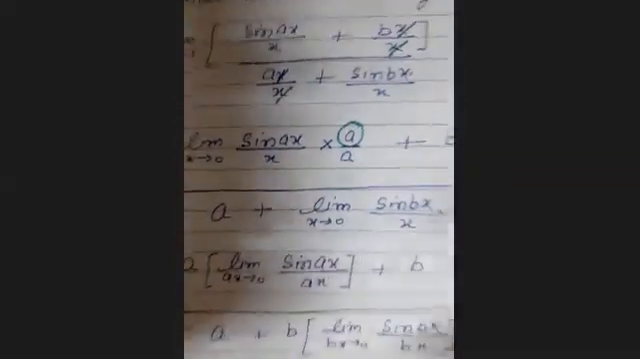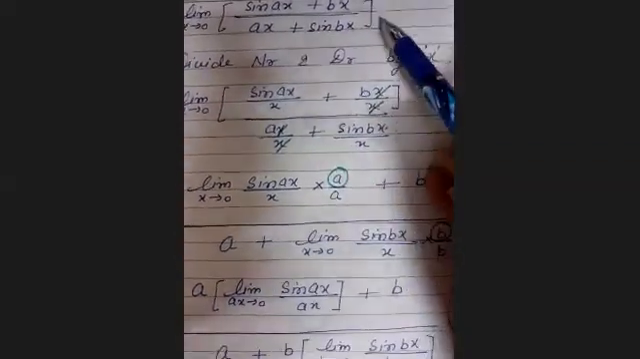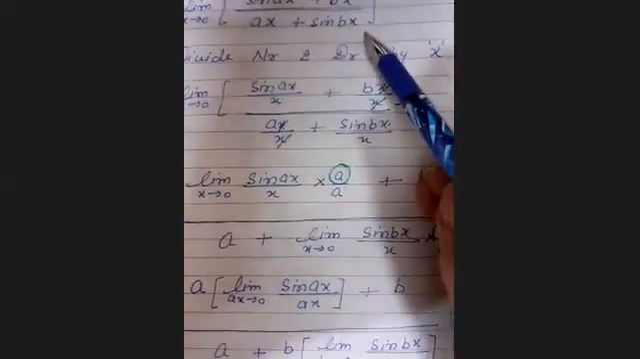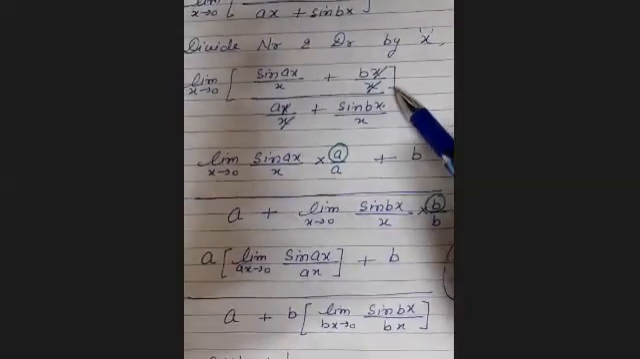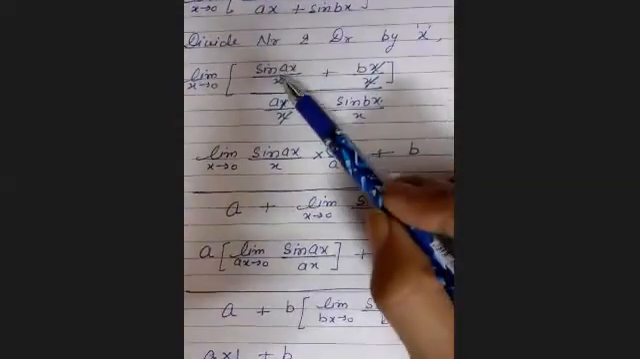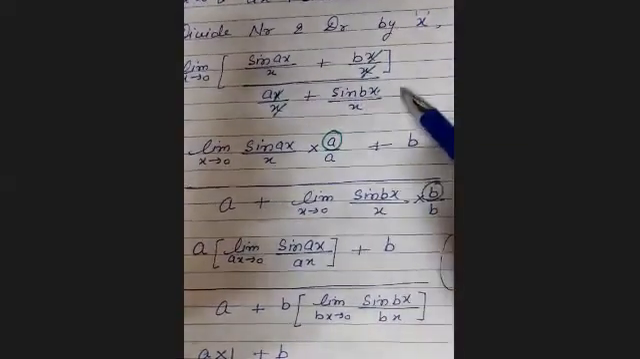Now let's see the next. The same process we will follow in the next question. You can see here, in this question, limit x tends to 0, (sin ax plus bx) upon (ax plus sin bx). Again we are dividing numerator and denominator by x. By dividing we are getting sin ax upon x plus b, and here a plus sin bx upon x.